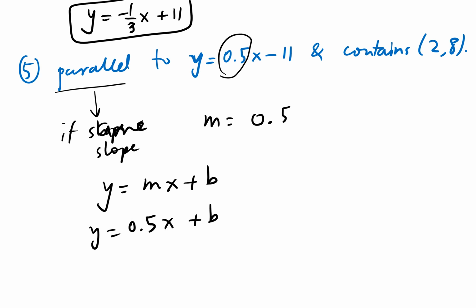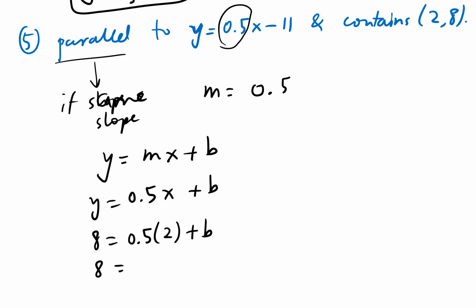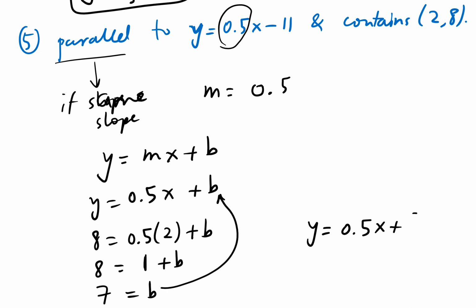But they give us x equals 2 and y equals 8. Substitute them in. 0.5 times 2 plus b. Then 8 equals 1 plus b. Subtract 1, you get b equals 7. Put it back in, so you get y equals 0.5x plus 7.